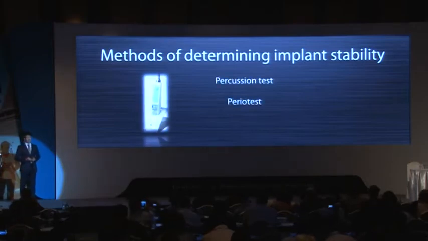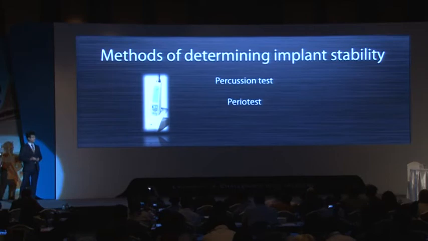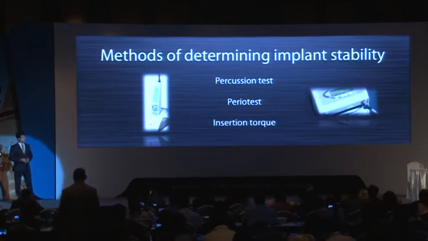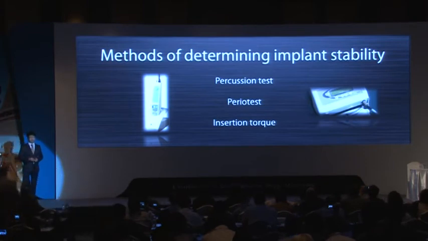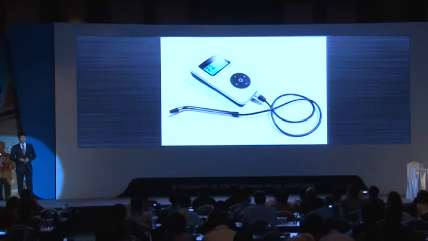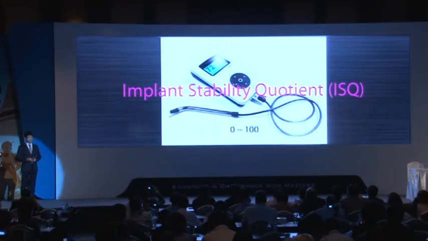And the Periotest has been used for years, but it can only be used for a restored implant or mounted abutment. And we can check the insertion torque at the time of implant placement. And we can check the ISQ values at the time of implant placement and during the healing phase with the Osstell device.